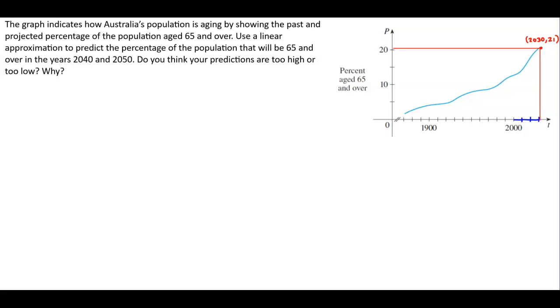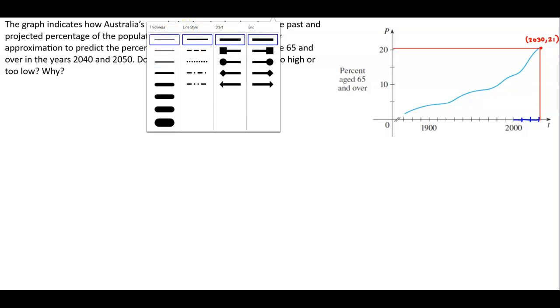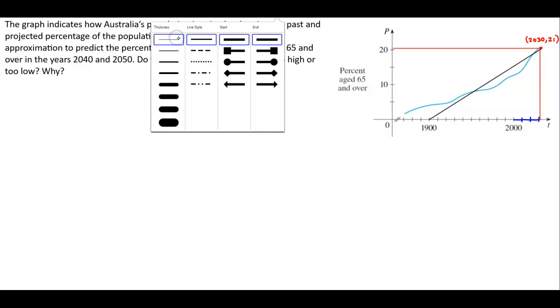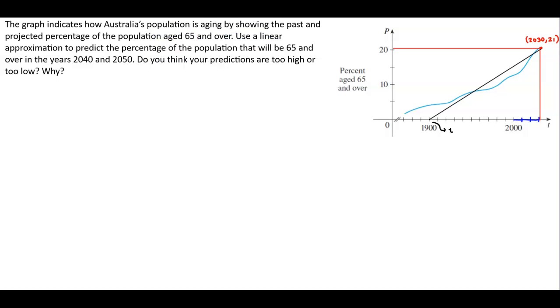We're going to extend this tangent line, at 2030 and 21, and then extend it to the t-axis. So let's go ahead and do that. We're going to extend this line from here to the t-axis. By using the graph, we can say that 1900 is the t-intercept.